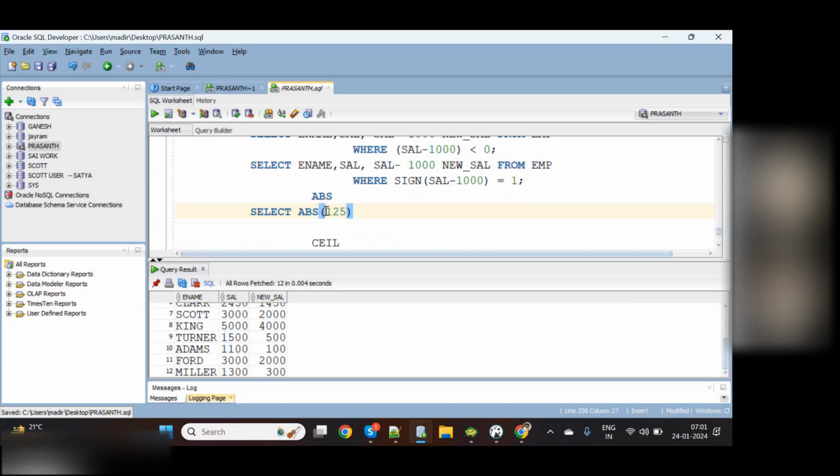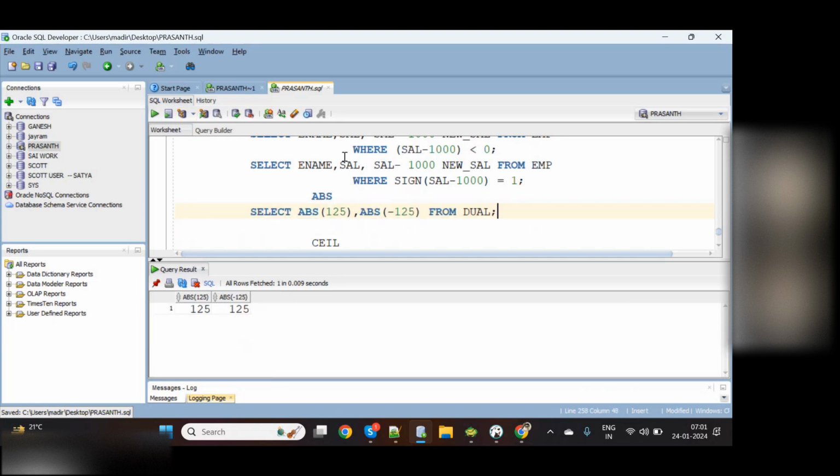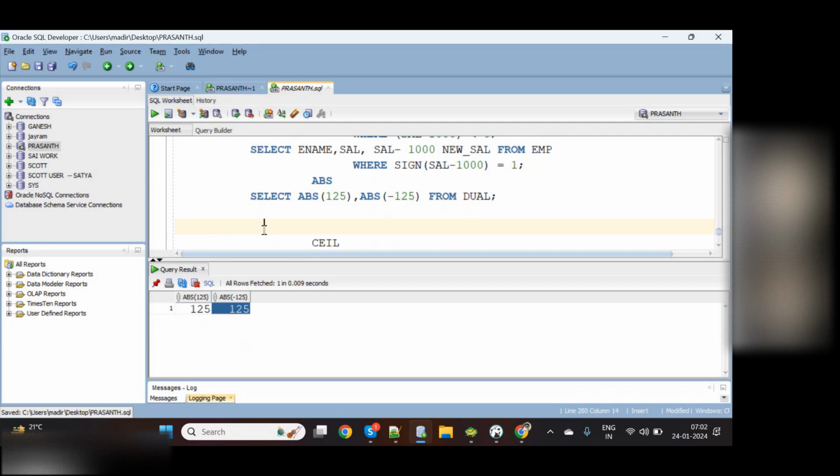Then what is the absolute function? The absolute function will give the values, even if it is a negative number, it is going to give you the positive value. Absolute function, irrespective of sign, is going to give the value. If it is a positive value, it is giving the value. If it is a negative value also, it is giving only the positive value. That means irrespective of sign, it is going to give the positive value.